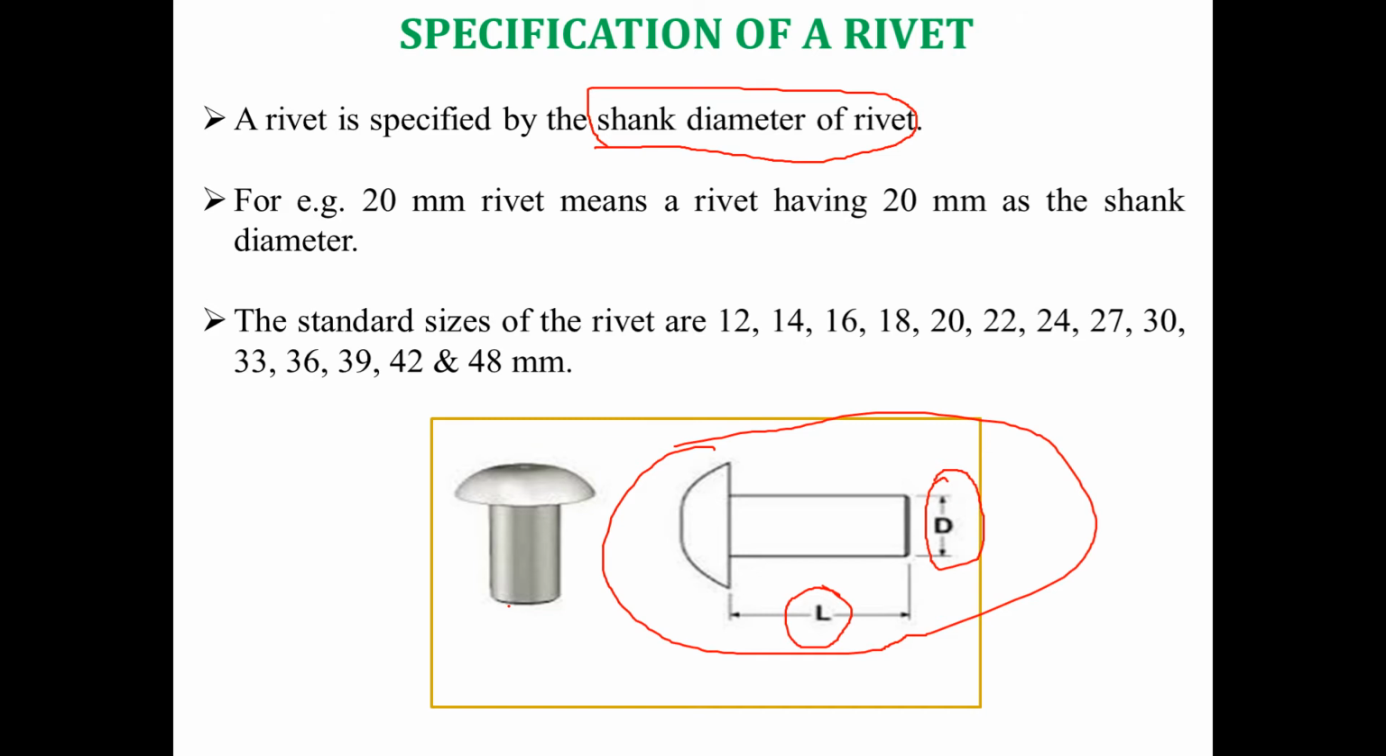Since many of you are working with automobile parts, with the automobile sector, let me tell you, from now onwards, if you are going to the market to purchase any rivet, you have to tell the shopkeeper or the supplier that I want a rivet of 20 mm size, of 30 mm size, of 14 mm size. Then he will understand that you want a rivet whose shank diameter is 22 mm, 24 mm, and so on. Fine. Okay.